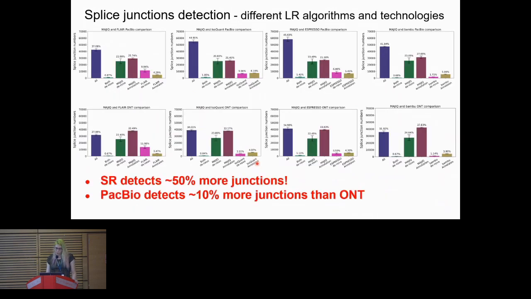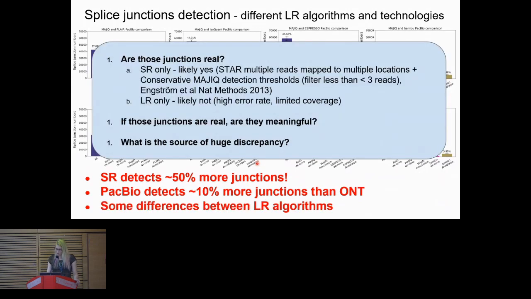So do we think these junctions are real? For the short read side, we have mature technology, and we put very conservative thresholds on MAJIQ. So we tend to think, yes, they're real. For long read, we're a little bit less sure, but due to the high error rate, we would err on the side of caution and say they're probably not. So for the short read only, are they meaningful, and why do we think this is happening?